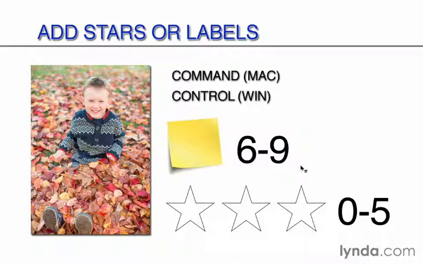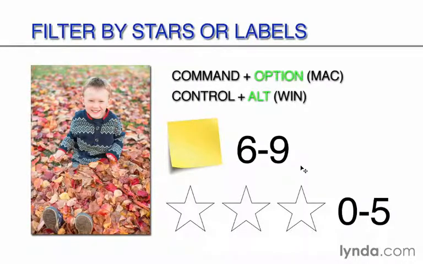And here it is. If we want to filter or find our photographs based on their star or label rating, what you can do is press Command-Option on a Mac or Control-Alt on Windows, and then click on the criteria which you want to filter. In other words, let's say you have a folder full of 100 photographs, and you have 6 images which have a 3-star rating. Well, if you press Command-Option-3 on a Mac or Control-Alt-3 on Windows, it would then only show you those images with that criteria. And you can do this with stars or labels.